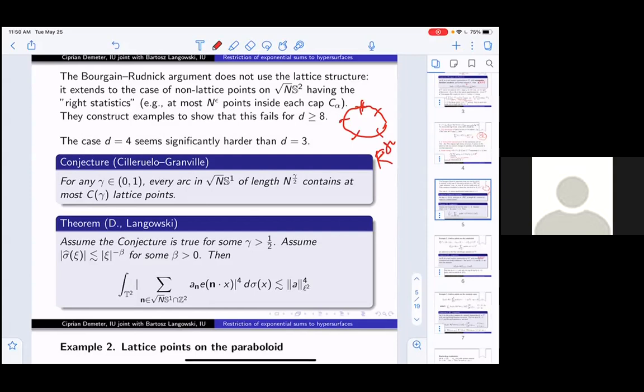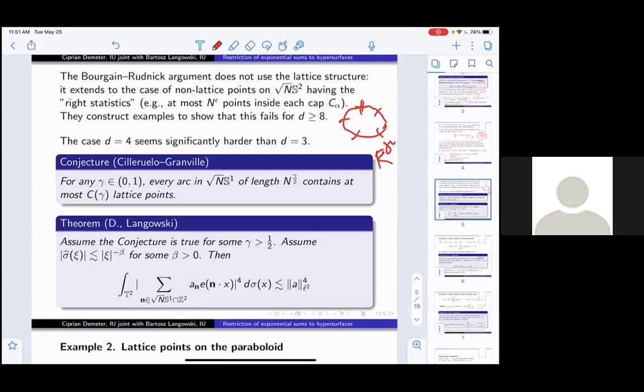It's not very difficult to show, and this goes back to the work of Jarnik about a century ago or so, that if gamma is 1/3, then there are at most one or two, I forgot, but O(1) lattice points on every arc.